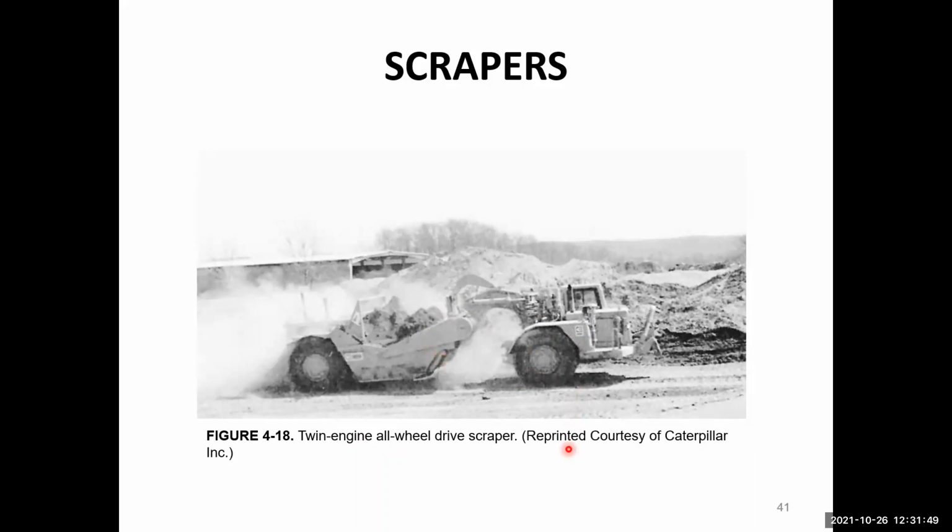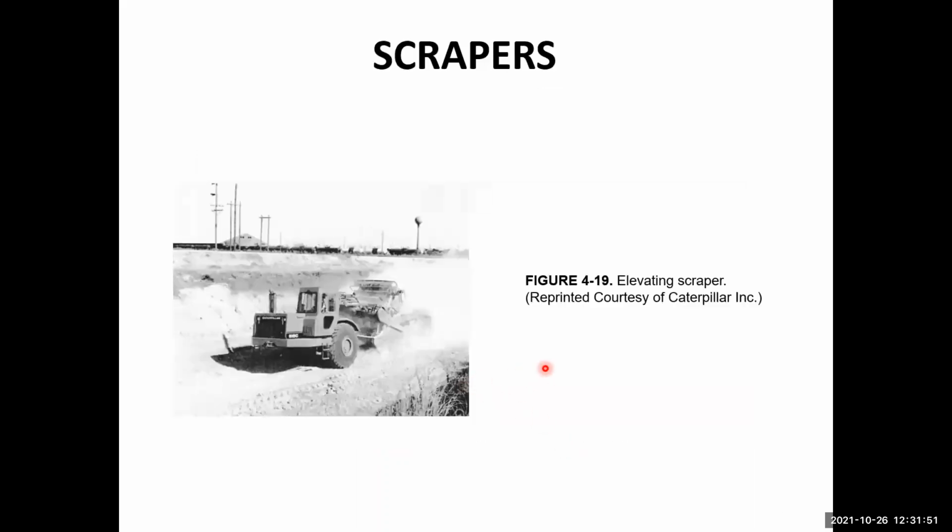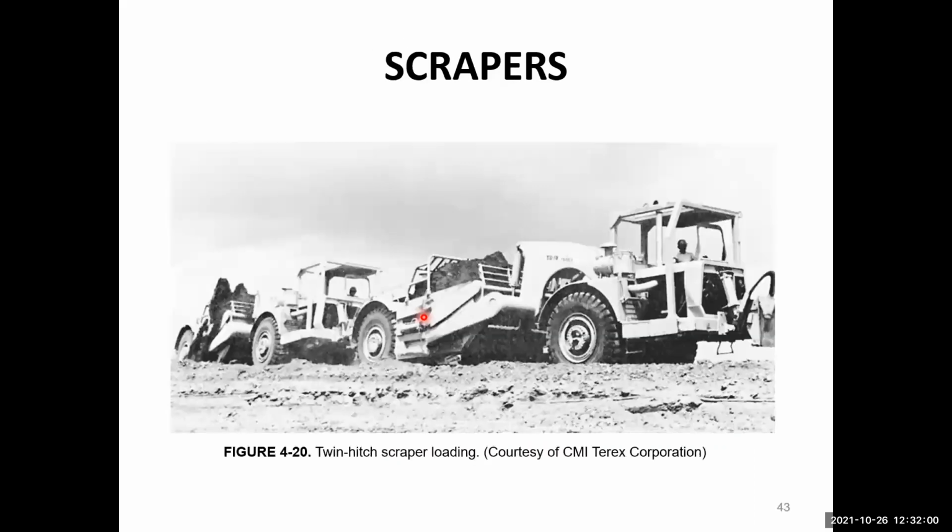Another picture of the scraper is over here. It is the elevating scraper. Then you have the twin hitch scraper loading. This is another kind of scraper. Normally when the scrapers are working, you will see many machines working in different lines over here.